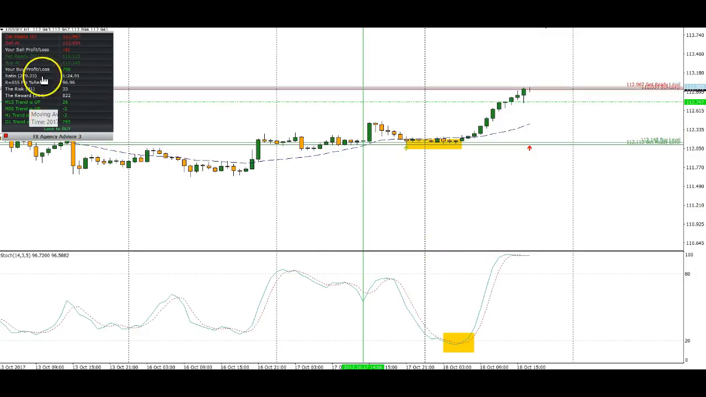But this is the last thing I focus on. I'm more focusing on price action, stochastics, buy and sell levels. In this case, a buy level. And there's the trade. Let's look at a few more.